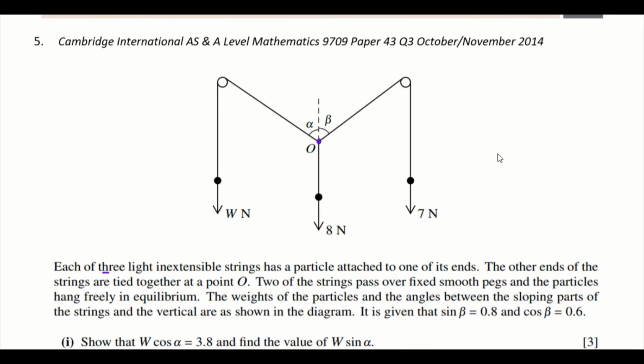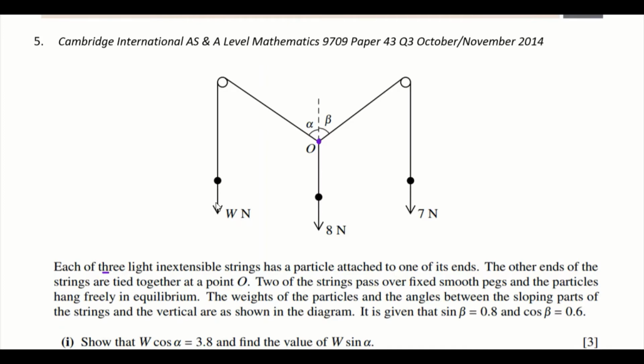So two of the strings pass over the fixed smooth pegs, which means this is the string that passes through, and the particles all hang freely in equilibrium. So the weights of the particles and the angles between the sloping parts of the string and the vertical are shown, so alpha and beta here, and sine beta and cos beta are given. Okay, so let us try to draw the forces that actually act in this diagram first.